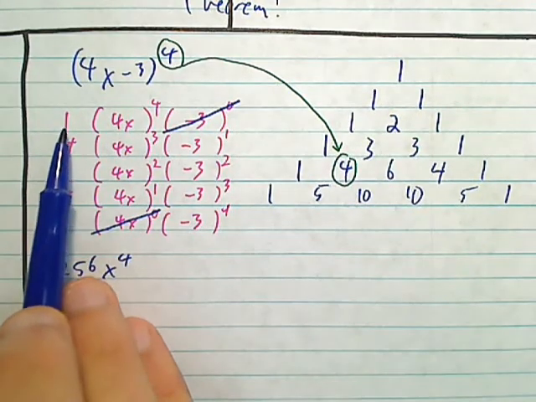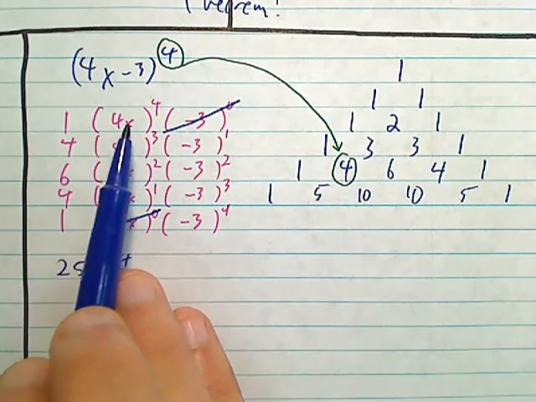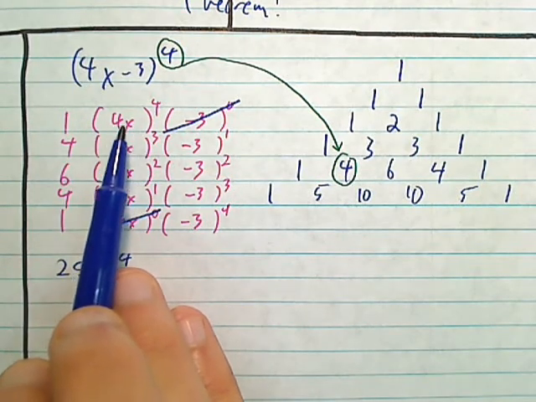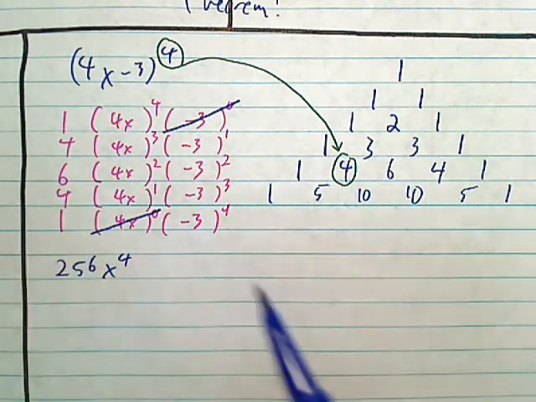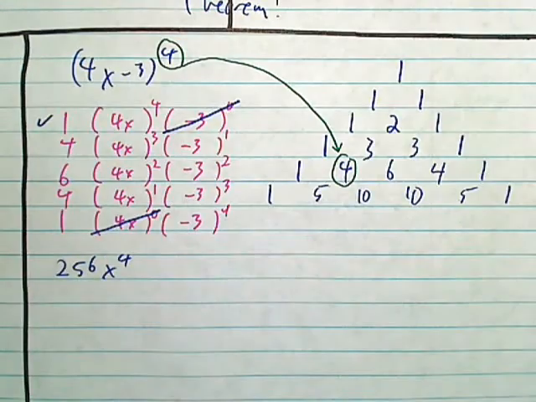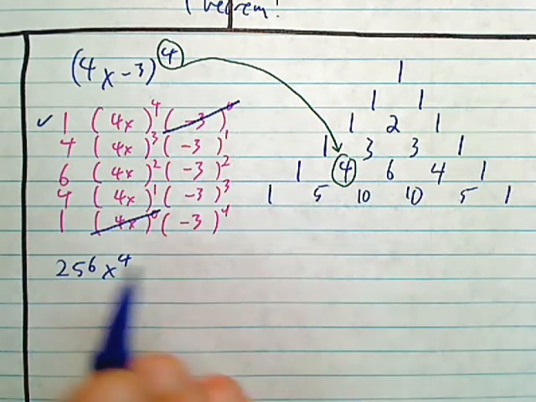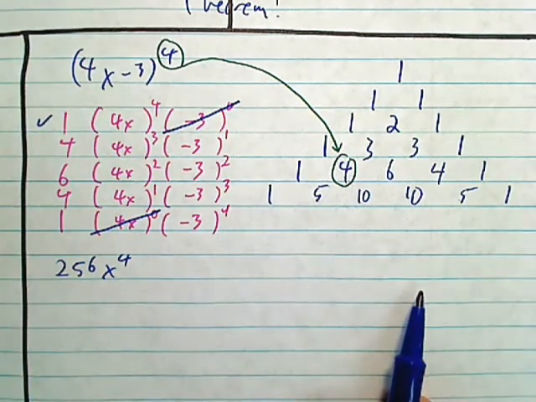Okay, it's times 1, so that's not going to change anything. 4 to the 4th power is 256. x to the 4th power is x to the 4th power. So that's my first term. I've got that one taken care of. Let me check them off as I go. And when I write my answer, I'm going to do it across here.